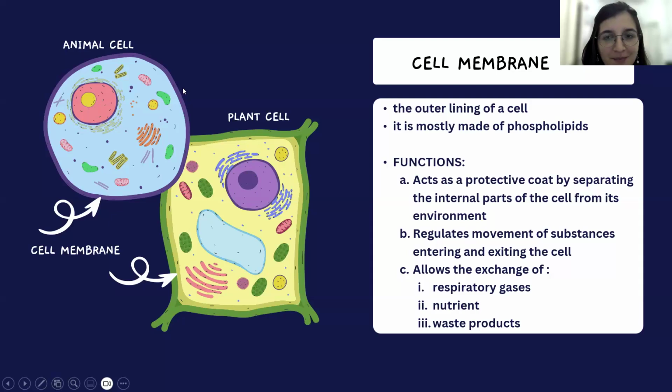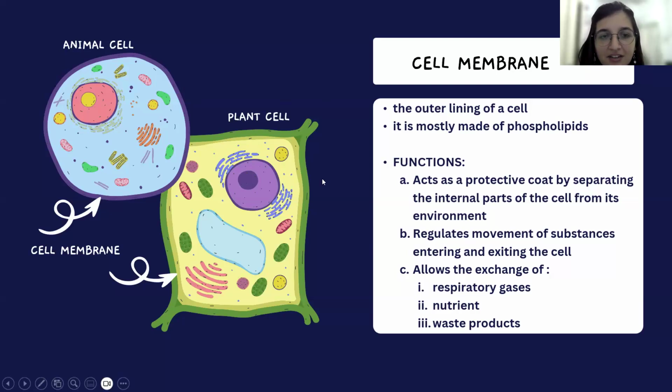So the outer lining of a cell is called the cell membrane, and it is mostly made of phospholipids, which is like proteins and fats. And the function of the cell membrane is to act as the protective coat of the cell. So this is like the guard of the cell. And it separates what's inside the cell from the external environment. So in a way, it's like its clothes. The cell membrane is the cloth of the cell.